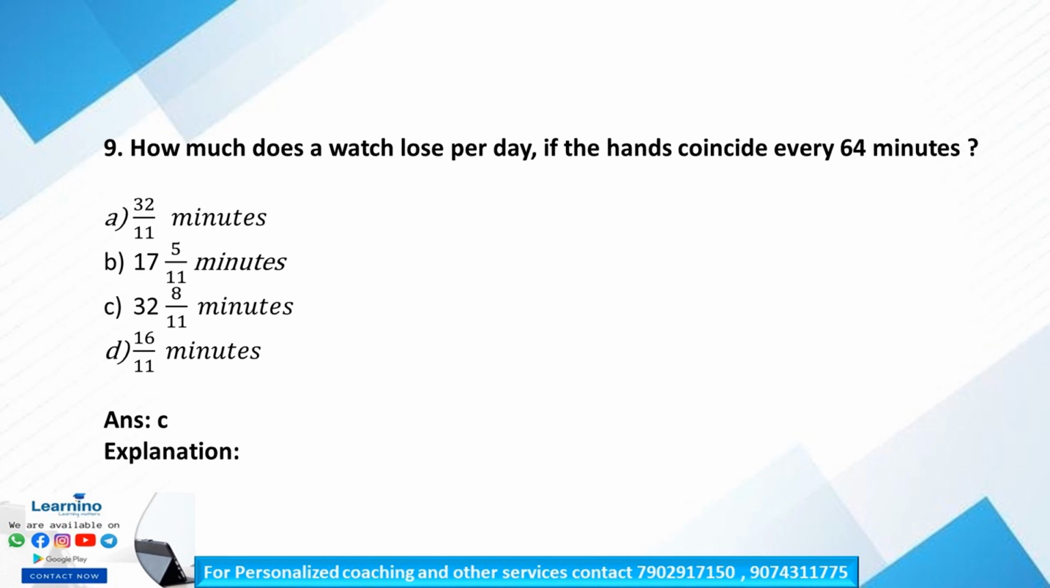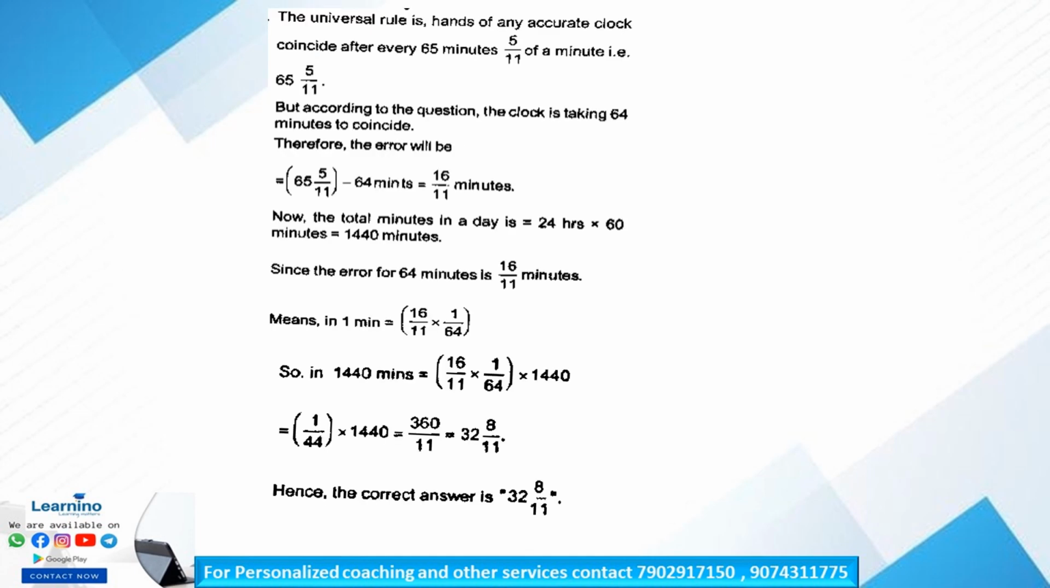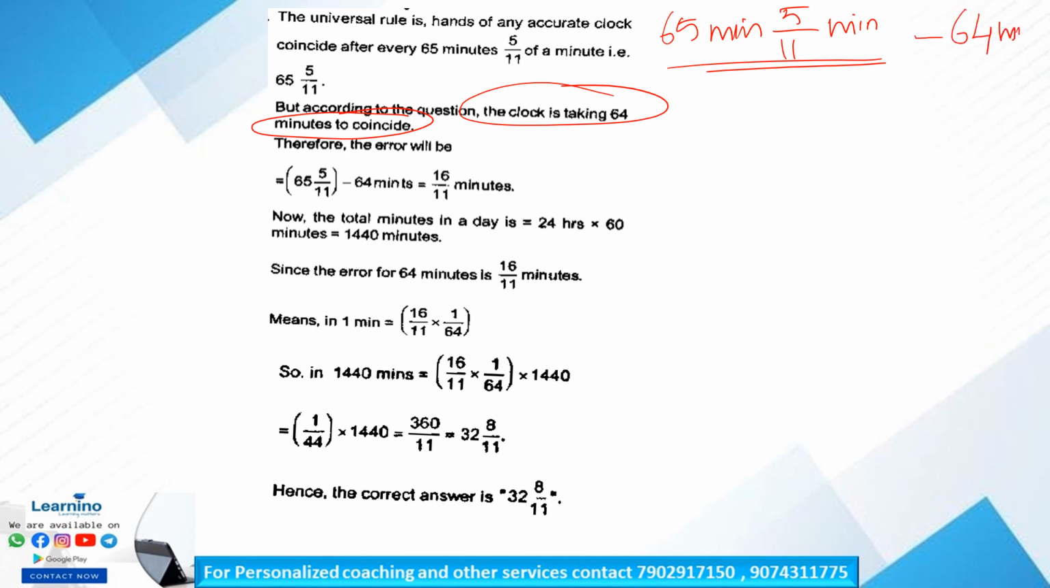Okay, so option A 32 by 11 minutes, option B 17 5 by 11 minutes, option C 32 8 by 11 minutes, option D 16 by 11 minutes. So the universal rule is that the hands of any accurate clock coincide after every 65 minutes and 5 by 11 minutes. This is the universal law for an accurate clock. In our question, it is given that the clock takes 64 minutes to coincide.